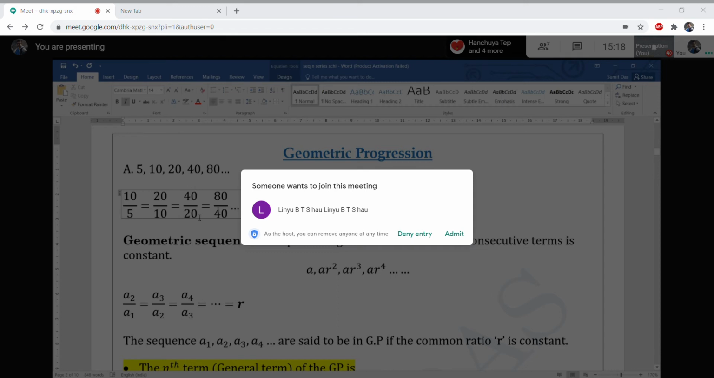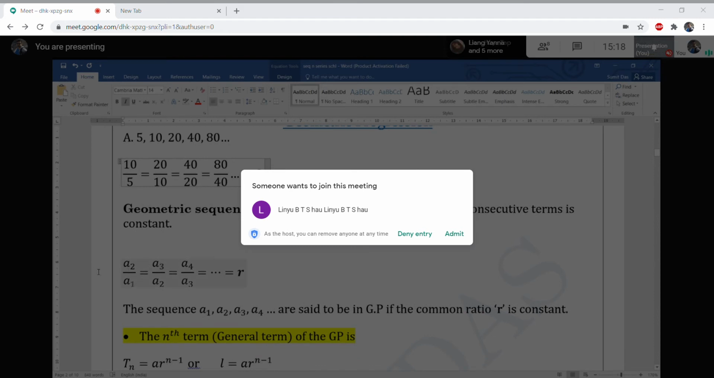Why? Because a geometric sequence is one in which the ratio of consecutive terms is constant. That means the succeeding term divided by the preceding term is always constant. That is called geometric progression. Okay, a geometric sequence. So you can see I try to give one example where a, ar, ar square, ar cube, ar to the power 4 are all following GP.